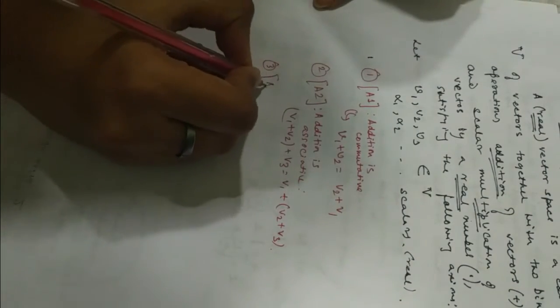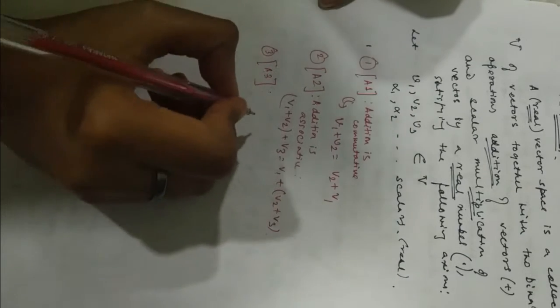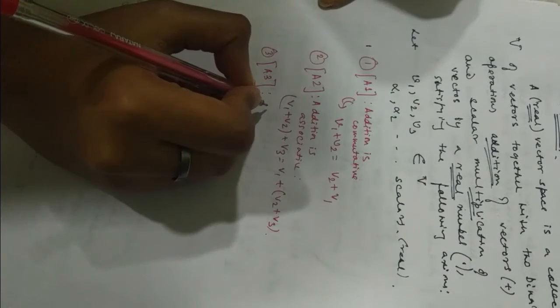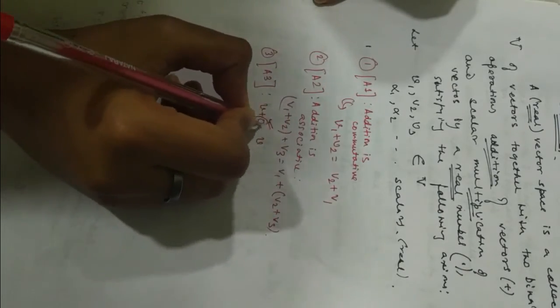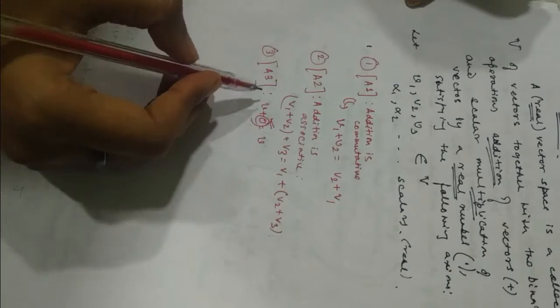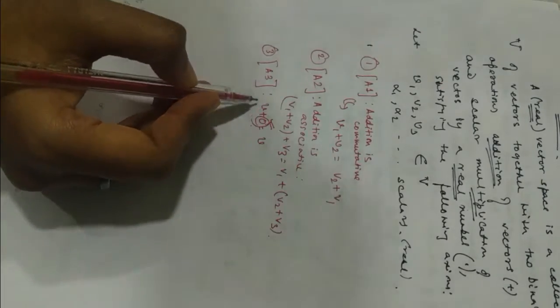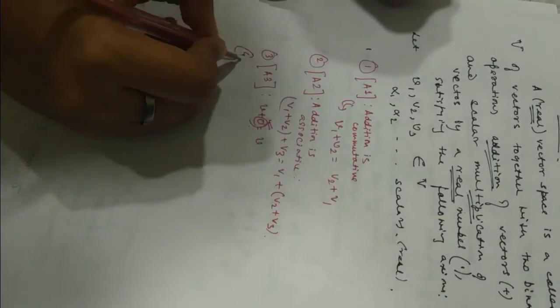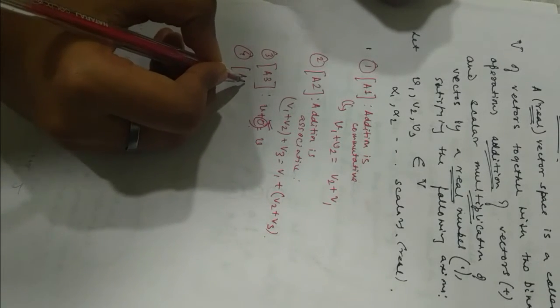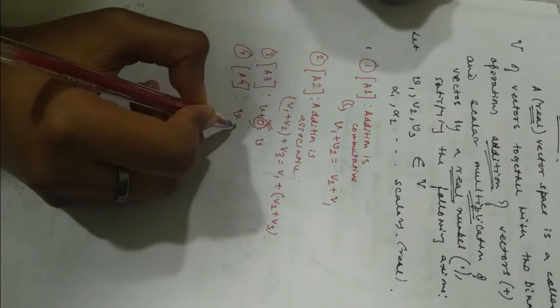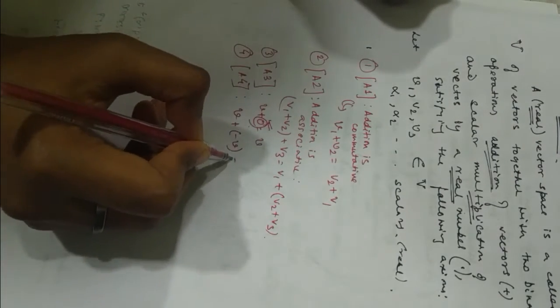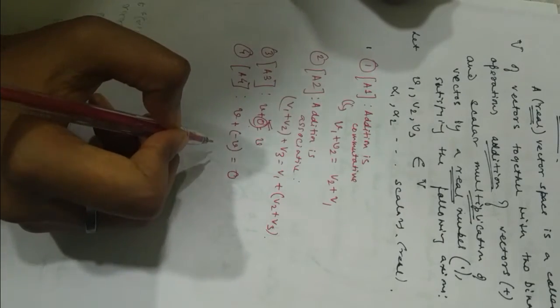The third condition is there exists a zero vector, or rather the identity vector, such that v plus 0 is equal to v, right? So this 0 must exist in the vector space, so that on performing addition with another vector we get the original vector back. Also, the additive inverse for each element must exist, that is v plus minus v must always be there, such that we get the additive identity back.